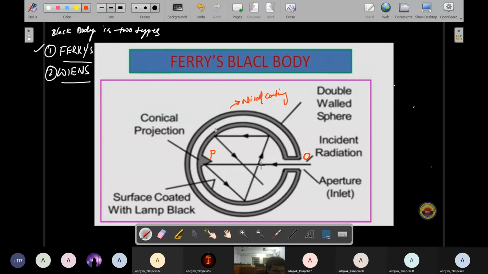If the incident wave is in this direction, see, now I'll use another color to explain. If the incident wave is in this direction, what will happen? If at the walls of the container the light is reflected in the same direction, again it will come outside. So to eliminate this situation, here I am using the conical projection.